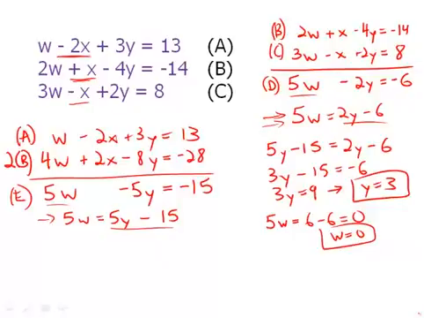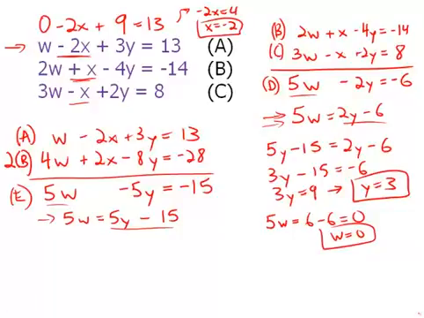I'm almost done, but I need the value of x. So now I actually have to go back to one of the original equations. Let's take the top one, A. w, that's 0, minus 2x plus 3y. So 3 times 3 is 9, equals 13. Subtract 9 from both sides. I get negative 2x equals 4, or x equals negative 2. And those are the three values of the three variables from these equations.